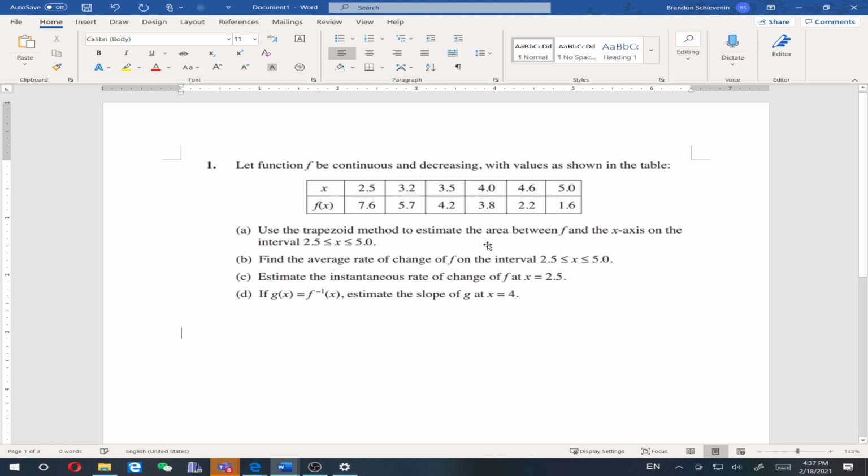Alright, so for this first one, we've got a function f that is continuous and decreasing with values shown here in the table. I want to use the trapezoidal method first to estimate the area between f and the x-axis on our interval. So let me see what we know first. So Niall, starting with you. What's our trapezoidal Riemann sum? If I wanted to set this up, what would our first trapezoid be?